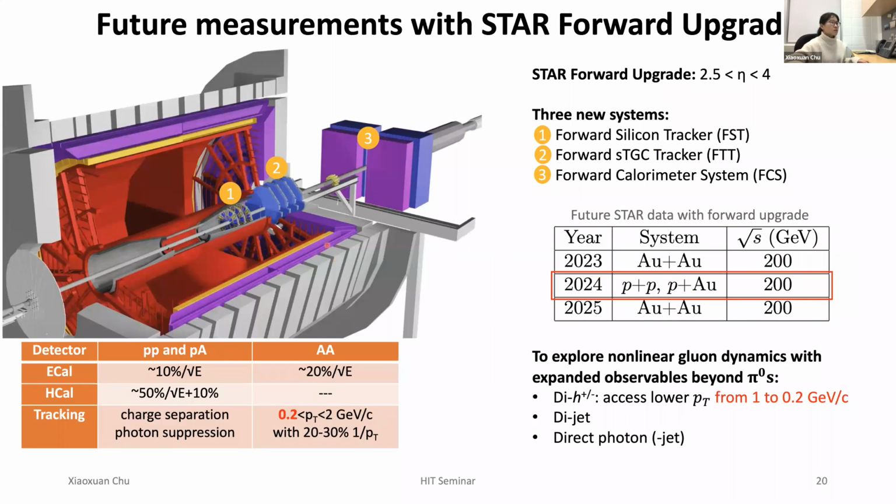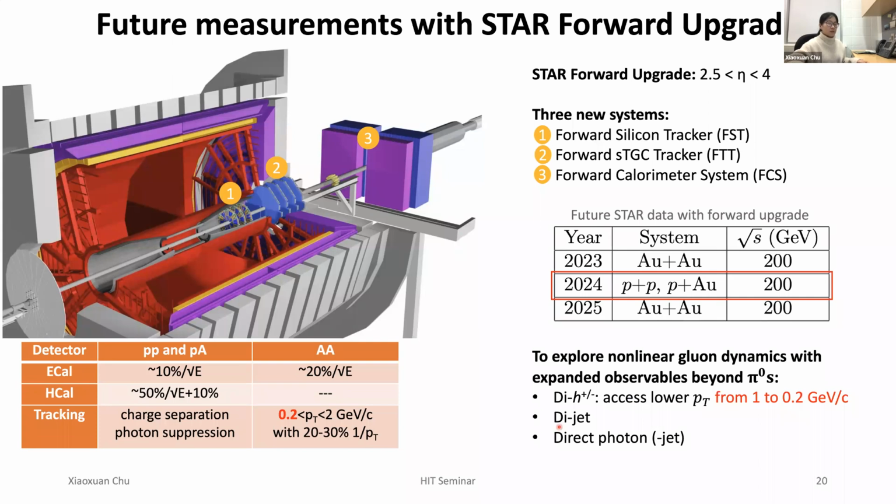So the forward upgrade consists of 3 new subsystems: the forward silicon tracker, forward sTGC, and forward calorimeter system. And we will have more PP and PA data in 2024. And those data with the forward upgrade will enable us to explore the nonlinear gluon dynamics further with expanded observables. So with the benefit of the tracking system, we can measure the di-charged hadron correlations beyond the neutral pi-zero correlations. And because of the high resolution of the tracking system, we can access very low PT. So the minimal PT of the previous calorimeter FMS is 1 GeV. Now we can probe down to 0.2 GeV.